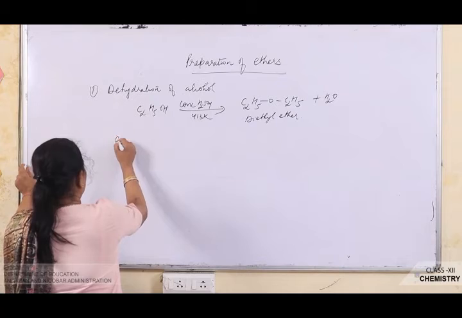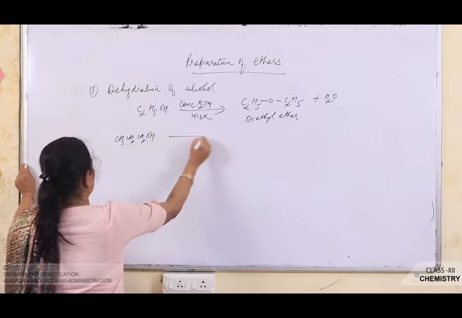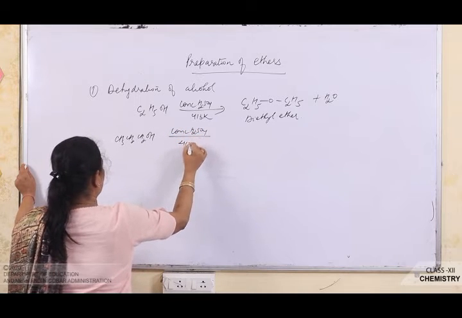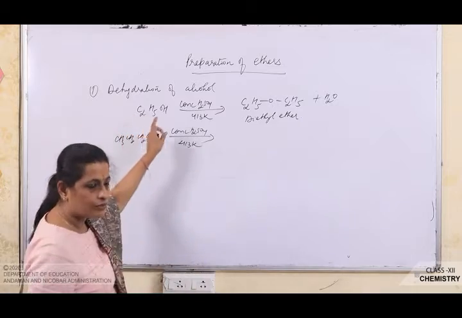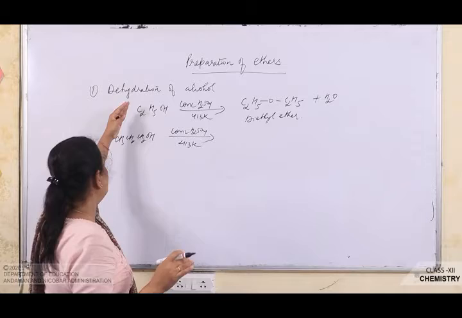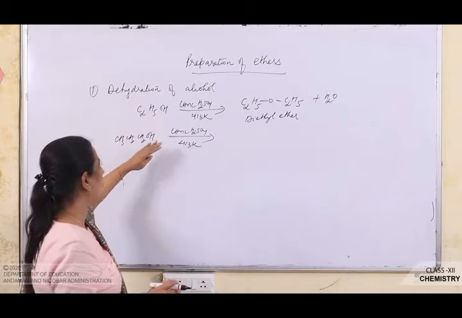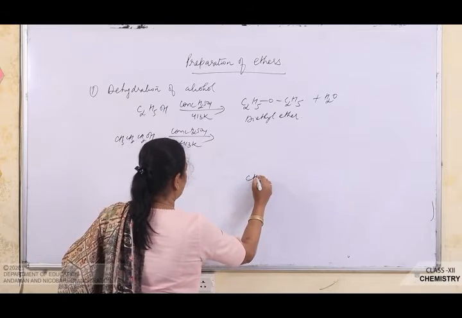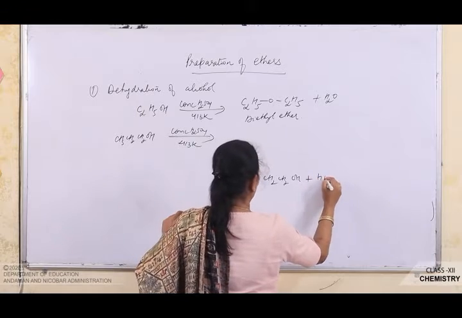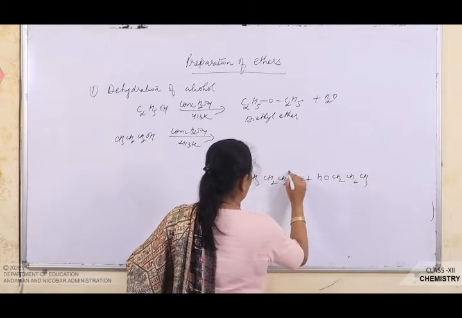And if you take CH3CH2CH2OH, this when heated with concentrated sulfuric acid at 413 Kelvin. Actually two molecules are reacting, but in NCERT they have not given the number of molecules. So you have to keep in mind that at 413 Kelvin, how many molecules will react? Two molecules. See here, CH3CH2CH2OH is one molecule, the second molecule is CH2CH2CH3. So what is eliminated? A molecule of water.